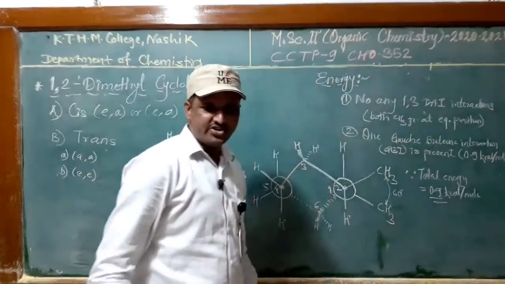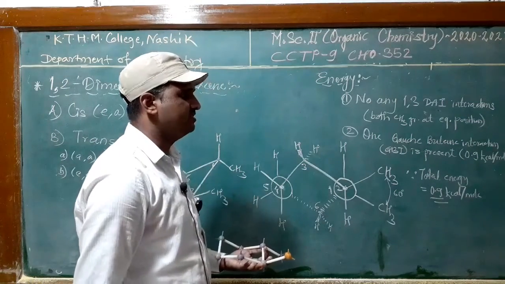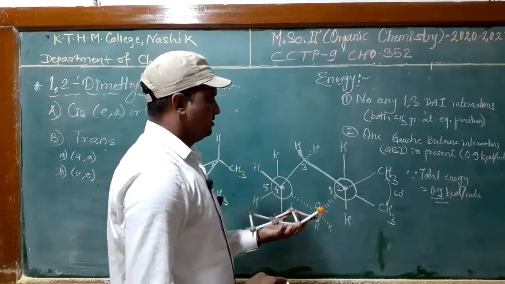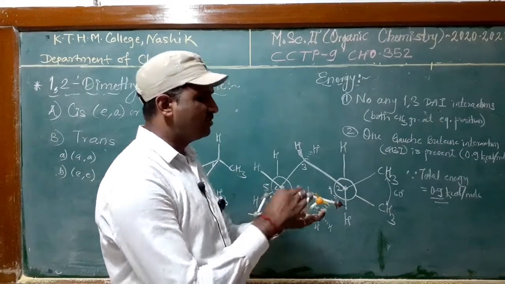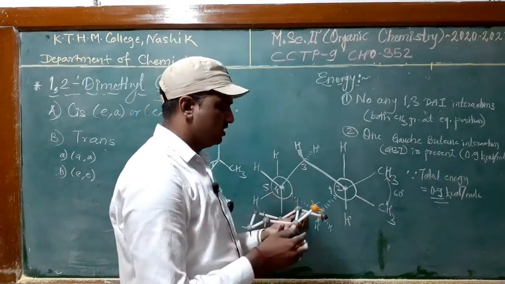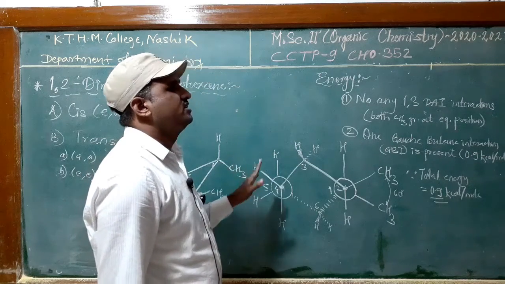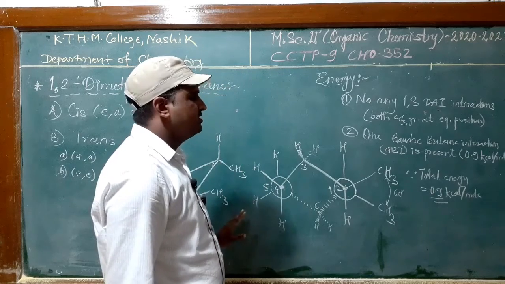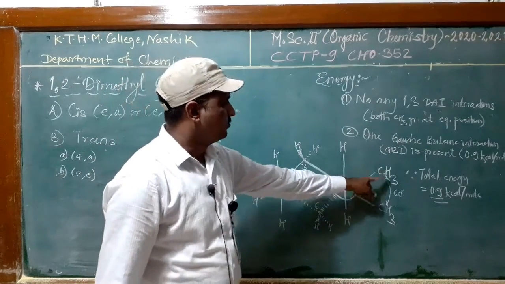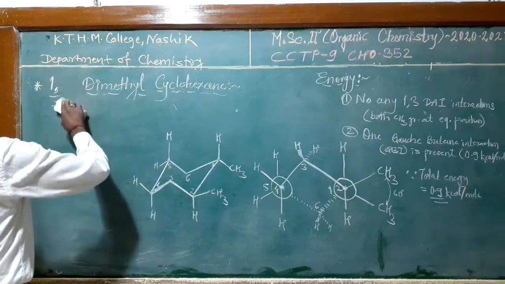As per our expectation, both equatorial CH3 groups do not create any 1,3-diaxial interaction. There must be energy content of 0 kilocalorie per mole, but the presence of this additional gauche butane interaction creates an energy content of 0.9 kilocalorie per mole. It's a very specific type of conformation where we expected 0 kilocalorie per mole, but the energy content is found to be 0.9 kilocalorie per mole because of this one special type of gauche butane interaction. These are the conformations of 1,2-dimethyl cyclohexane.